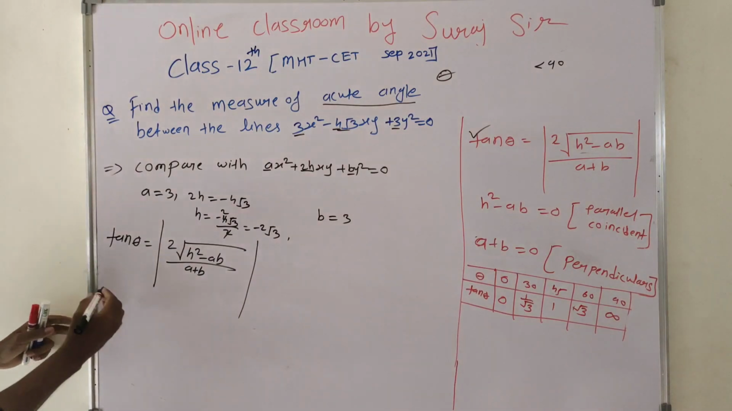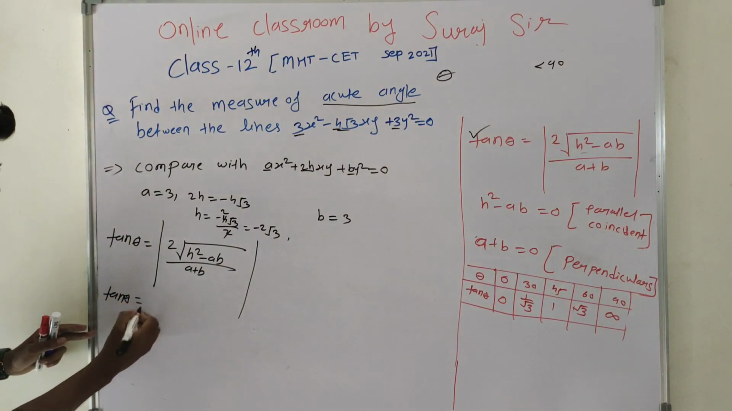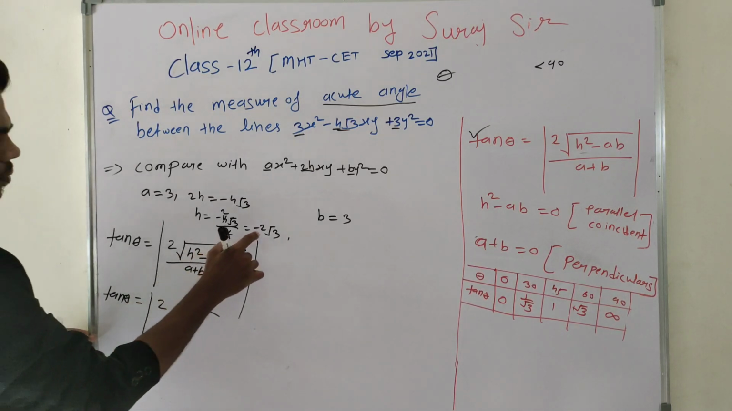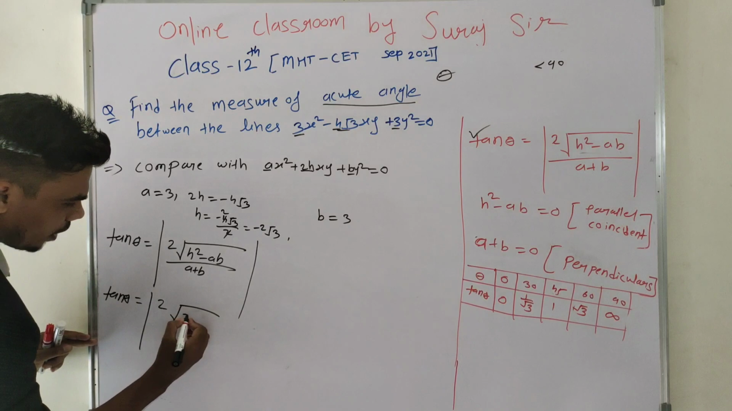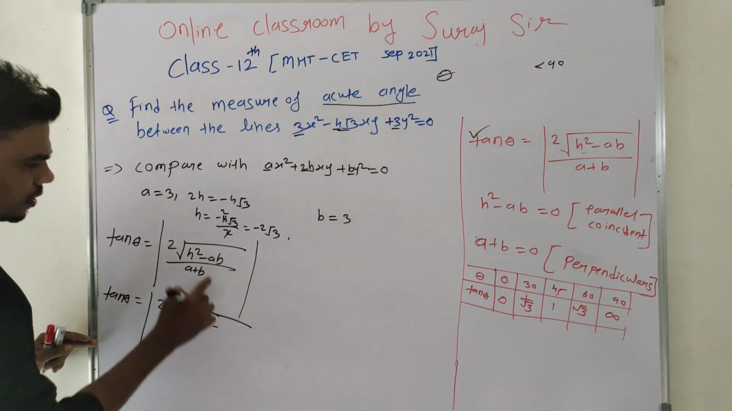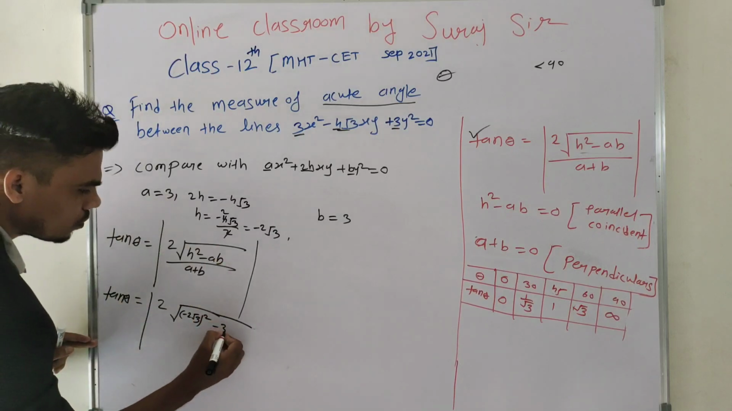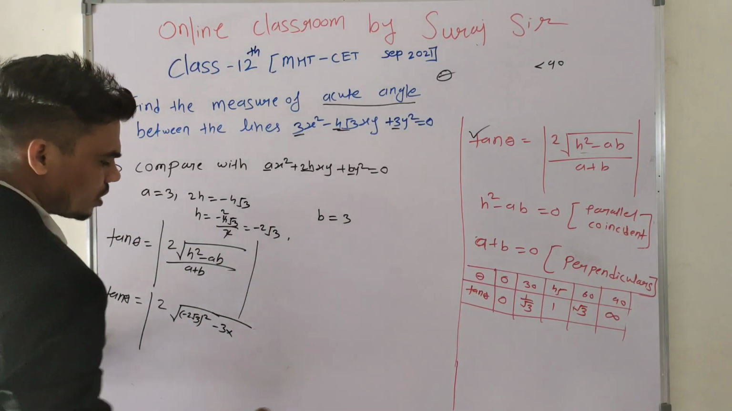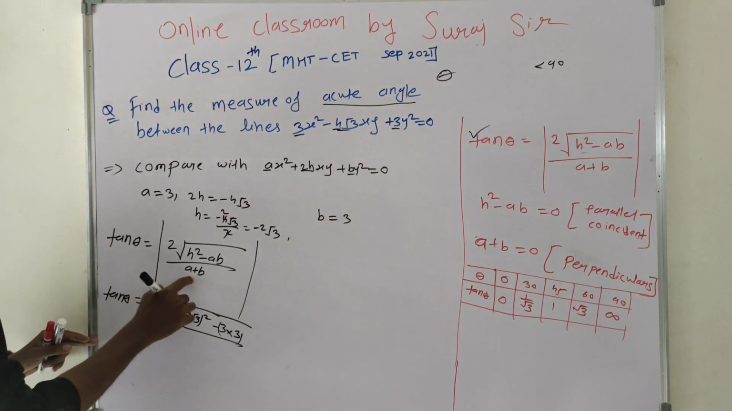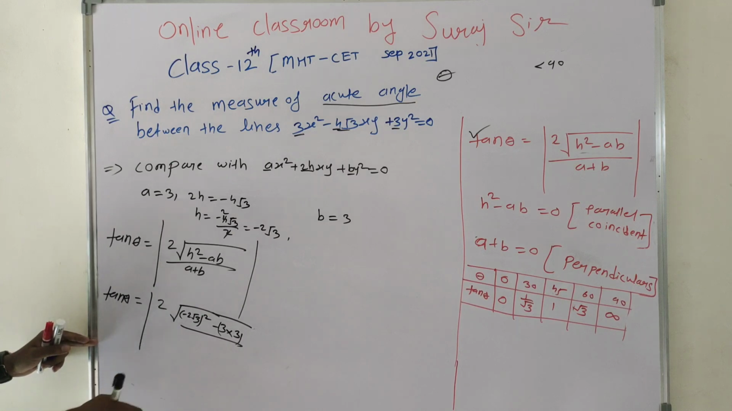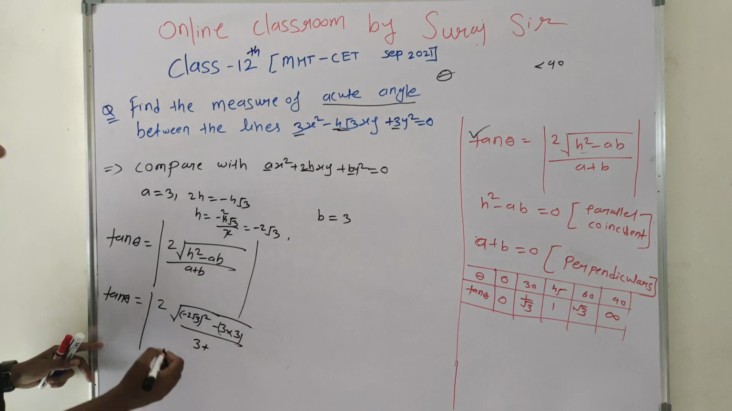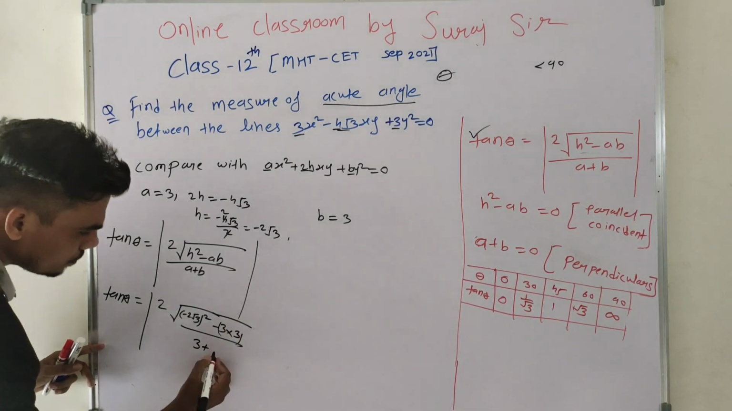Clear? Then tan theta is equal to 2 root of, what is the value of h? Minus 2 root 3, whole square, minus a. What is the value of a? 3. What is the value of b? Also 3. Clear? Divided by a plus b. What is the value of a? Again 3. And the value of b? 3. Clear?